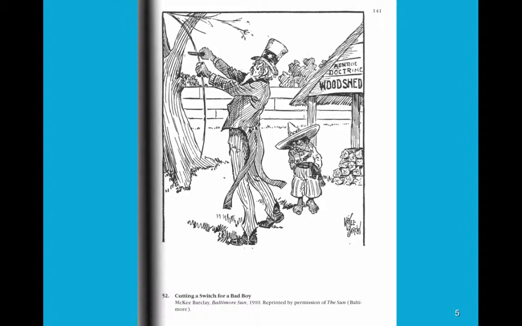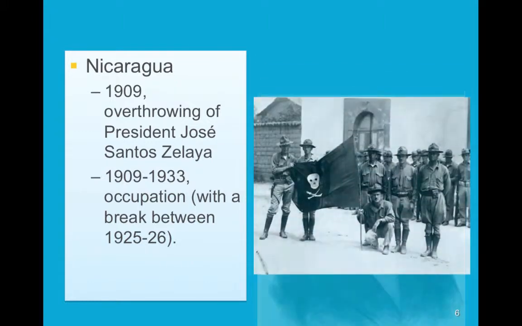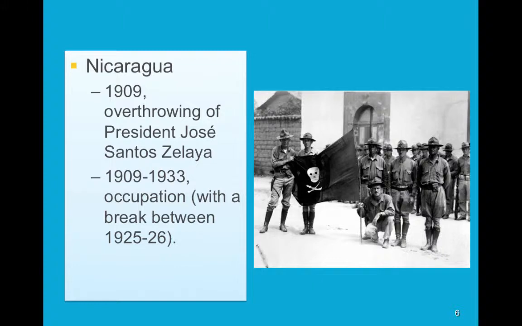This particular cartoon, coming out in 1910, demonstrates it very well. Cutting a switch for a bad boy, right? By using, way over here, the justification of the Monroe Doctrine and adding to it the Roosevelt Corollary to the Monroe Doctrine. When Nicaragua tries to become economically self-sufficient and politically self-sufficient, then, of course, we will cut a switch and tell him, that's not going to happen. So we're going to occupy Nicaragua from 1909 really until 1933 with the U.S. Marines, as you can see here.